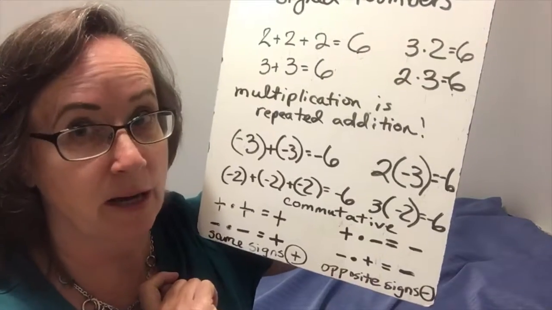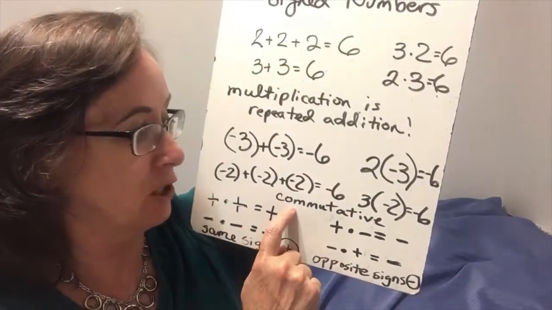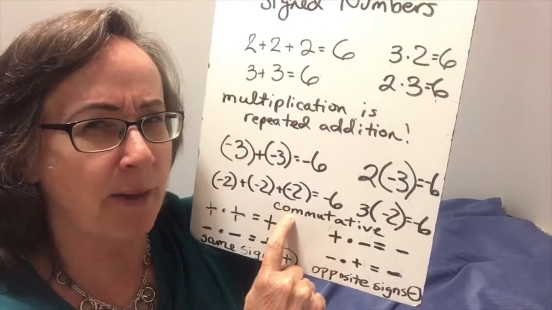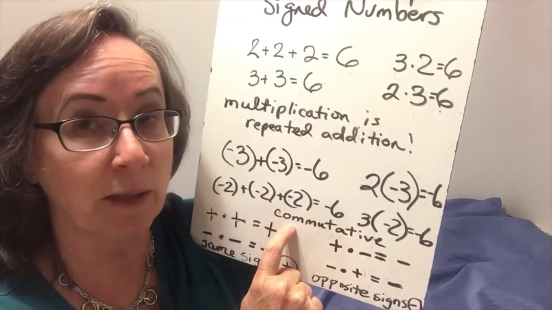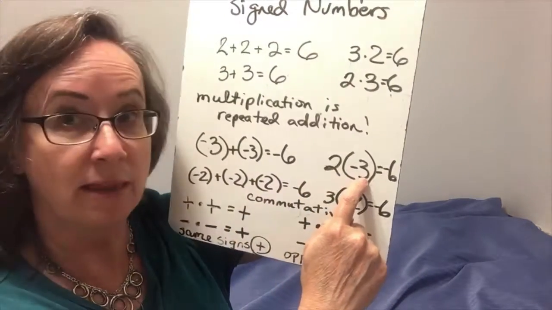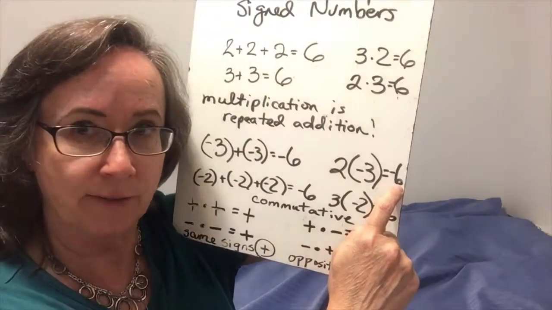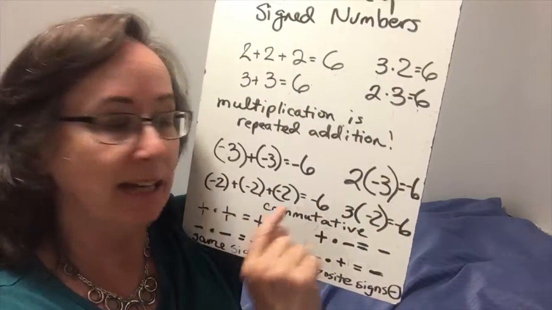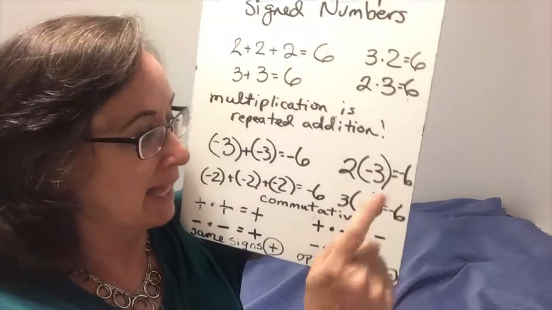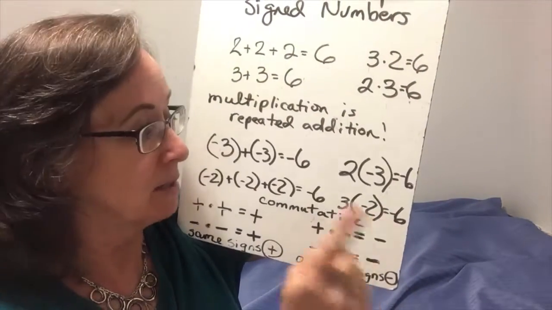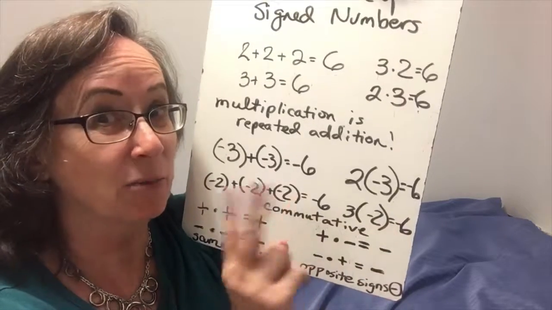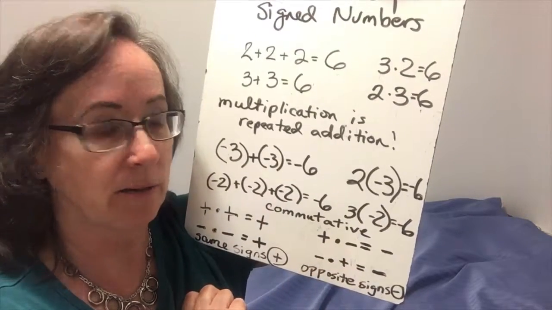But we also know that multiplication is commutative, which means that it does not matter in which order we do it. We will receive the same answer. So if 2 times negative 3 is negative 6, then negative 3 times 2 is also negative 6. And negative 2 times 3 is also a negative 6. In other words, I can switch the order in which I do them.